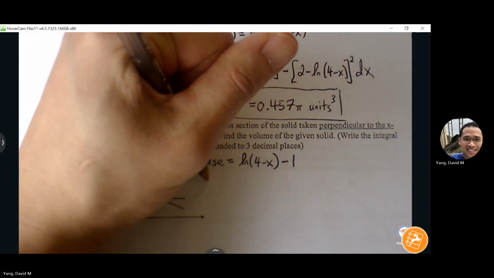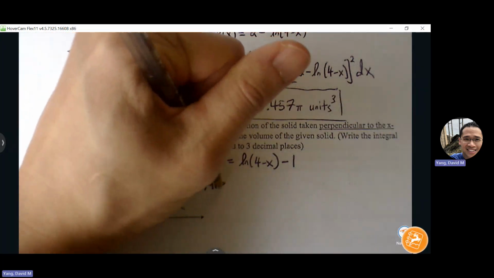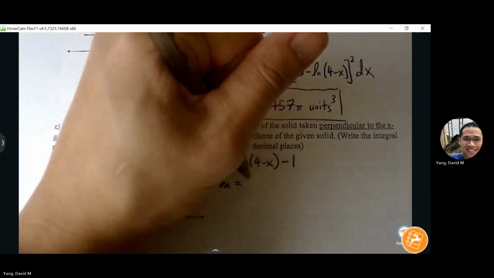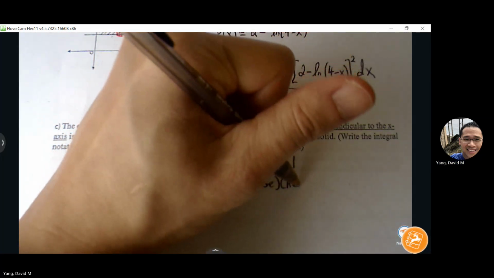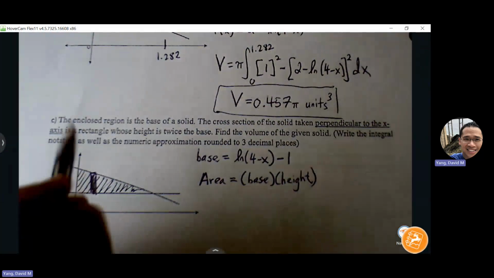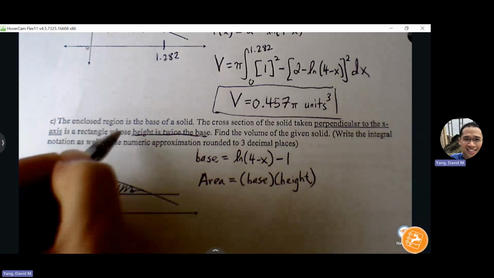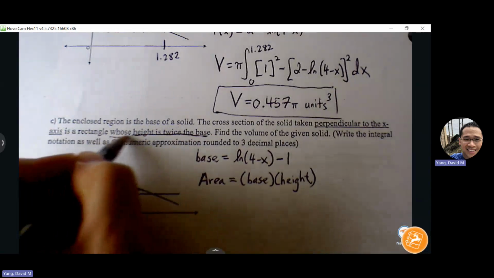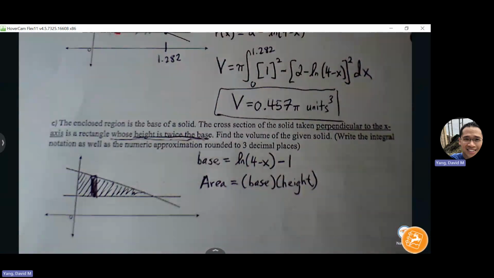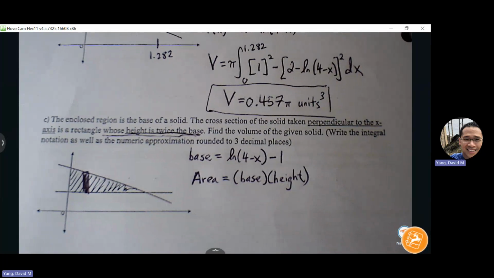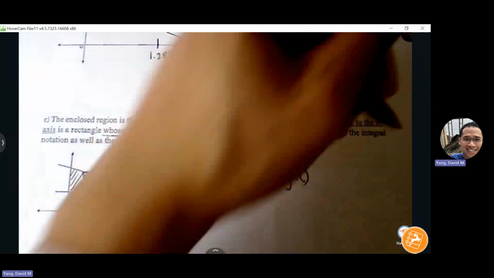Okay. What's the formula for area of a rectangle? Base times height. Now the base we found, but the height, is the height just a number? They always have to give you information so you can build the height. So it says height is twice the base.